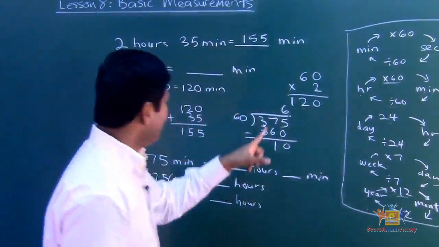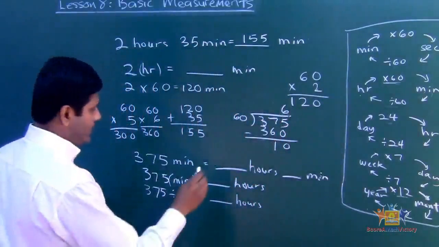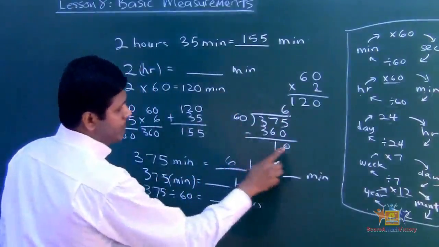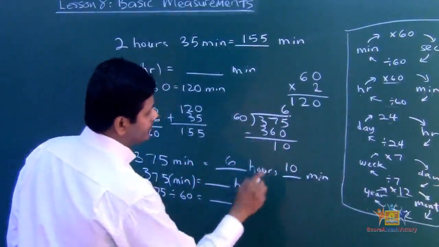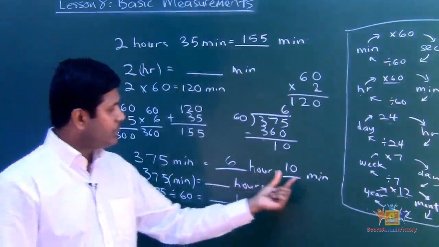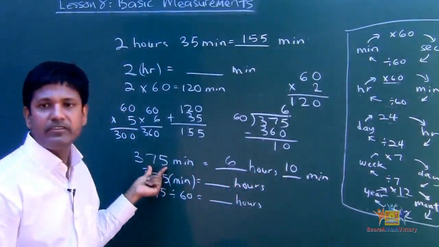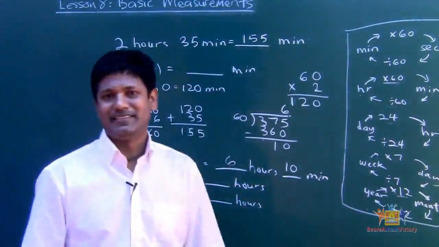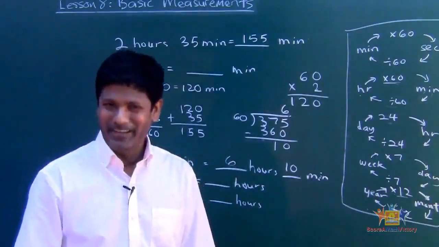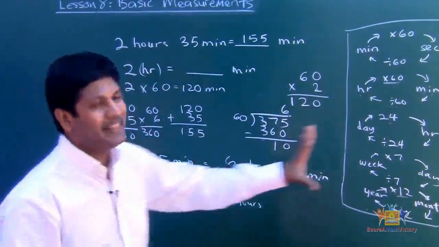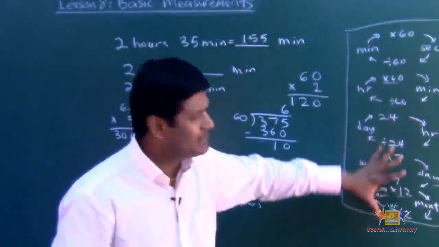Okay, so that means we found here 6 is going to be what? My 6 hours. My balance is going to be the 10 minutes. Okay, so 6 hours 10 minutes makes 375 minutes. Pretty easy, isn't it? Alright, the key thing is what? Make sure you understand this.